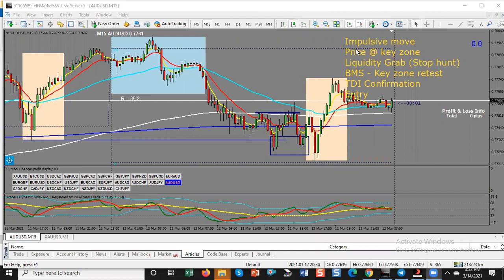So we want to see an impulsive move, price at a key zone, and our key zones we talked about: yesterday's high and low, weekly high or low, the 800 exponential moving average, the 200 exponential moving average, and yesterday's New York session high or low. Those are the key zones. So let's move over to the second type of entry on this strategy.